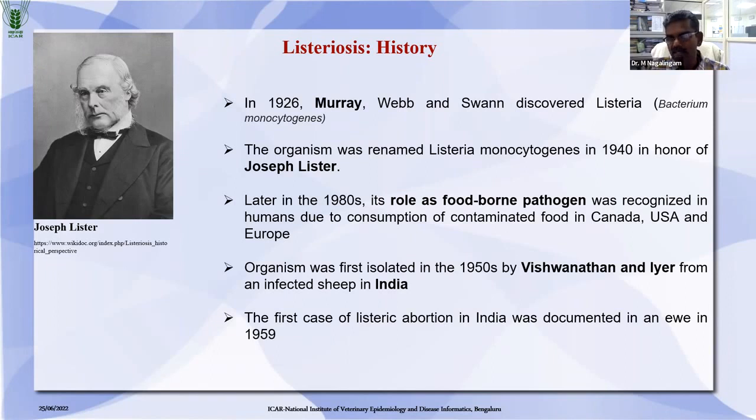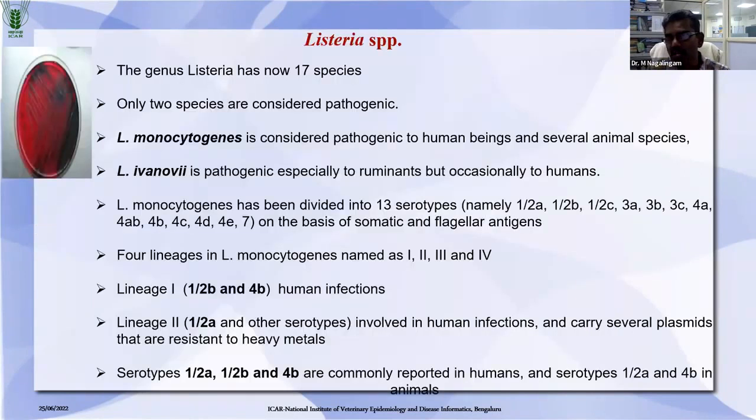In India, the organism was first isolated in 1950 by Viswanathan and Iyer from an infected sheep. And Listeric abortion was documented in 1959 in India. This genus has around 17 species, but only 2 species are pathogenic: Listeria monocytogenes and Listeria ivanovii. Monocytogenes is the most pathogenic in human beings and also in animals, and ivanovii is especially pathogenic to ruminants. Occasionally it causes disease in human beings also.